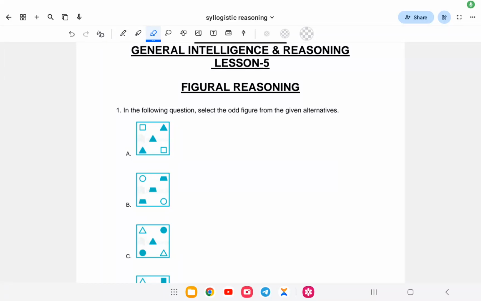So hello everyone, welcome back to another class. Today we'll be doing the combined uniform service NSSB for figural reasoning.